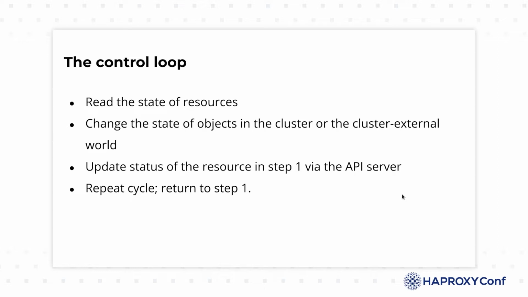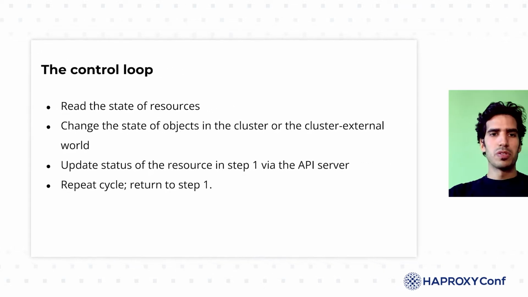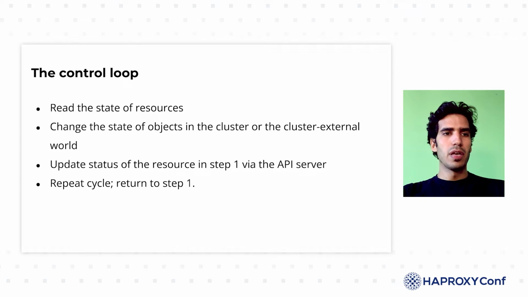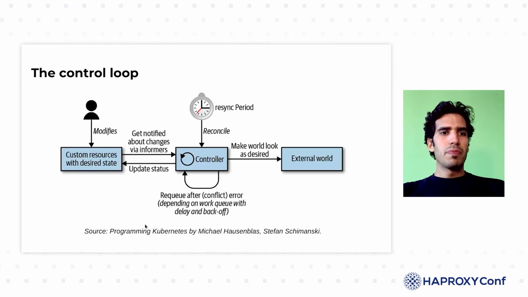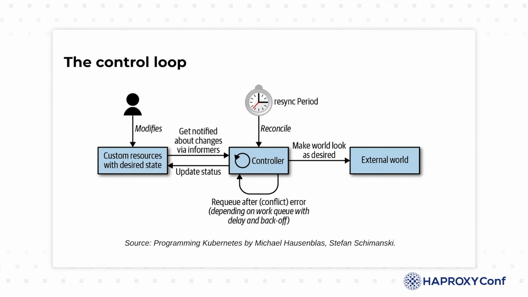A Kubernetes controller implements what we call a control loop. This is about watching the state of Kubernetes resources and acting accordingly, then updating the status of these resources if need be, and repeating this cycle. This diagram depicts the control loop, so we can see the controller getting notified about changes of Kubernetes resources, describing the desired state, and each resync period, the controller will reconcile the external world to make it look as required.